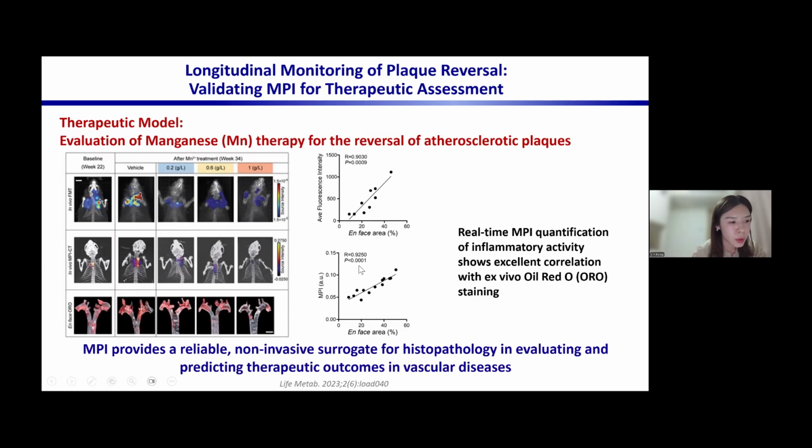Our results show that the in vivo MPI quantification was highly consistent with the ex vivo Oil Red O staining results. So this study further validates MPI as a powerful tool for the in vivo assessment of plaque and also for the longitudinal tracking of therapeutic efficacy.